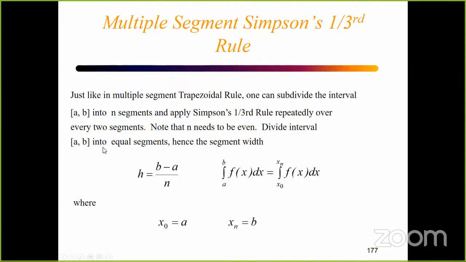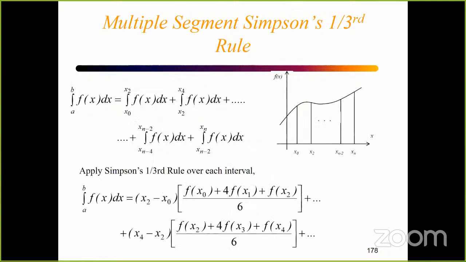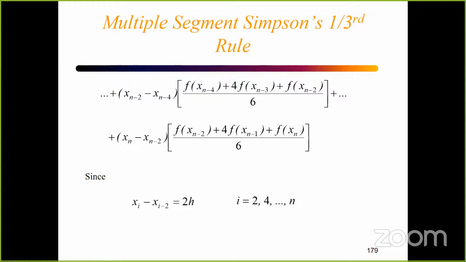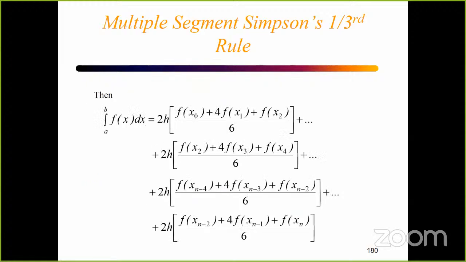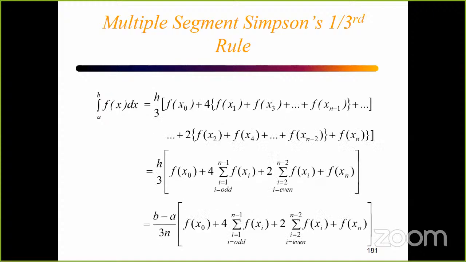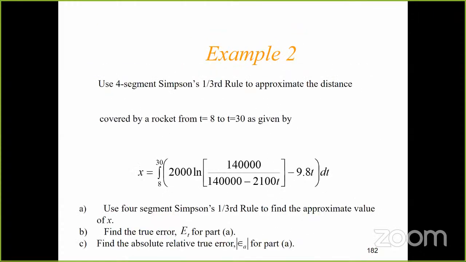Divide the interval a to b into equal segments, hence the segment width is h. Here the n value should be even. Don't go for odd numbers. That is the criterion. If you divide like this, every pair of segments becomes a trapezoid. Same case. You can work this out one day with the summation, to see how this example works with multiple segments. Use 4 segments instead of 3 for the one-third rule.